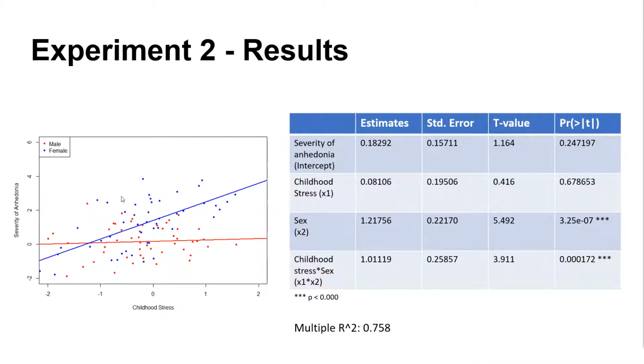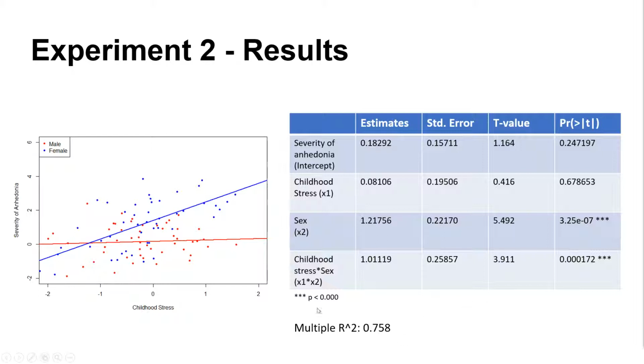In our second moderation model, we are interested in understanding how childhood stress and severity of anhedonia symptoms are moderated by sex. As we can see, severity of anhedonia was not a significant outcome, nor was childhood stress a significant predictor. However, we do see that sex was determined to be a standalone significant variable, and we do see that when sex does interact with childhood stress, the two have a statistically significant influence, in terms of what we're seeing here.